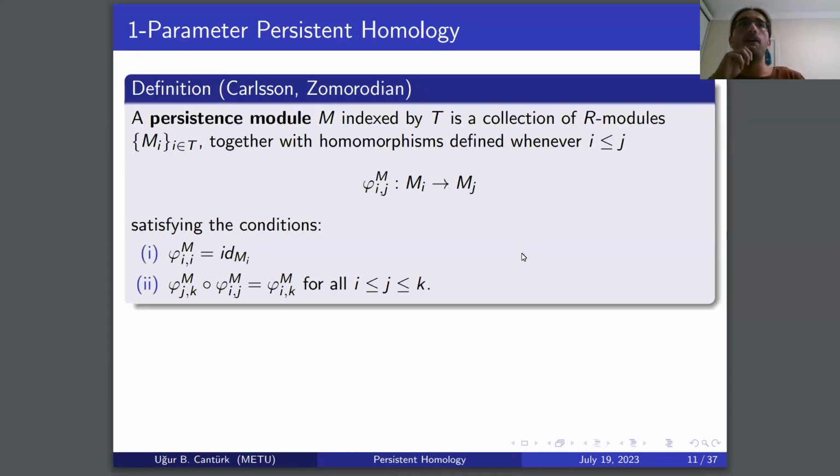Now we want to use some algebraic definitions and theorems to obtain meaningful summaries. Let me define a persistent module. We denote it by M, indexed by T, where T is a totally ordered set. It is a collection of R-modules, M sub i's, with some indexes.